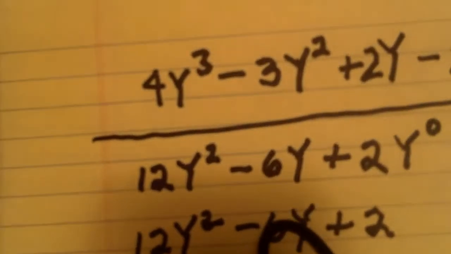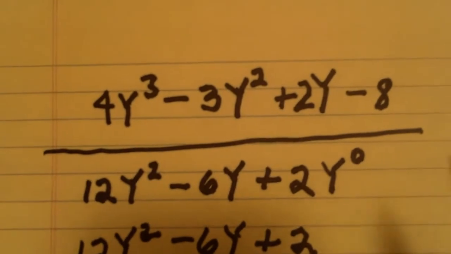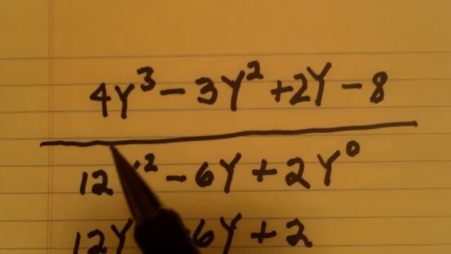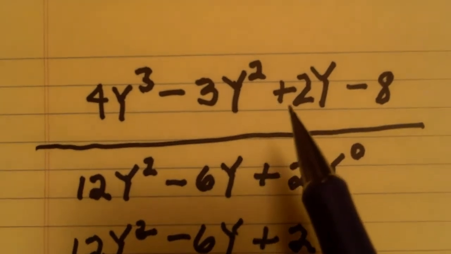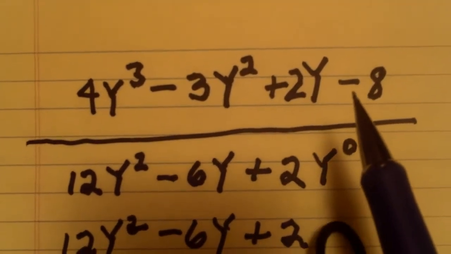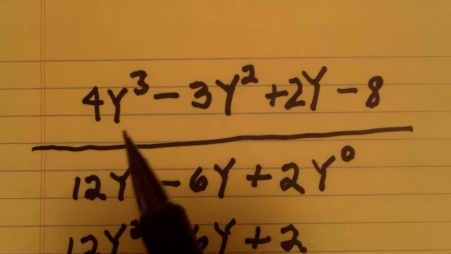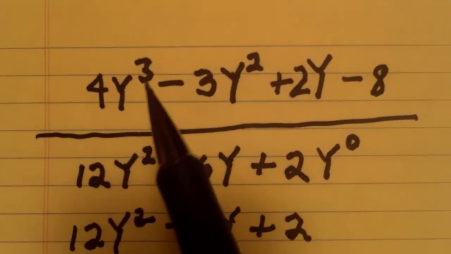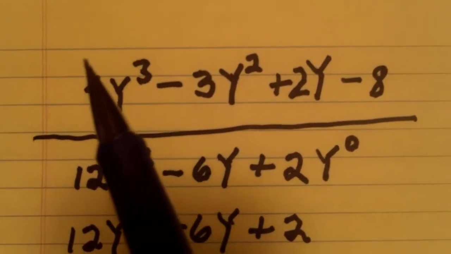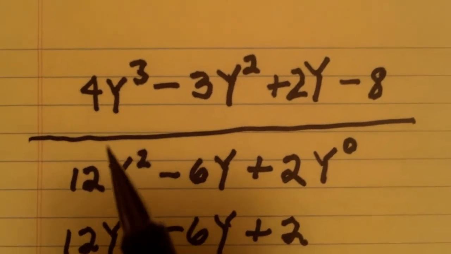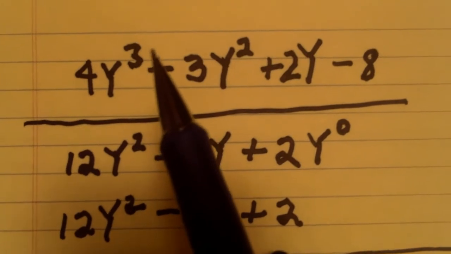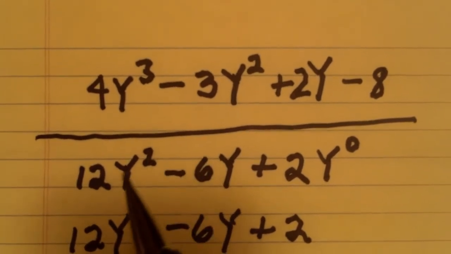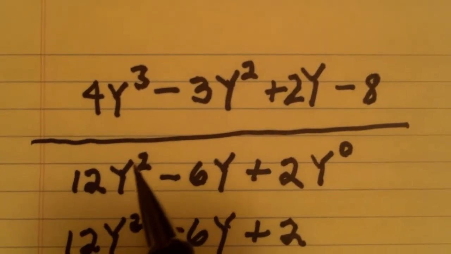Let's look at another one. Right here, I have the expression 4y cubed minus 3y squared plus 2y minus 8. So let's take the derivative with respect to y. First I multiply the exponent by the coefficient. So 3 times 4 is 12. And then I subtract 1 from the exponent, and that gives me a 2. So this is 12y squared.